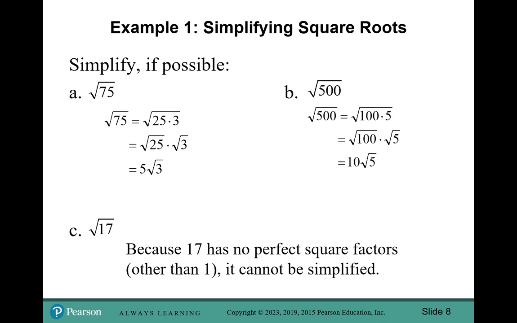17, the only factors of 17 are 1 and 17, neither of which are a perfect square that's going to help us. Now, 1 is a perfect square, but if we pull out a square root of 1, we're still left with a square root of 17, and we wind up with 1 times the square root of 17. It really doesn't get us anywhere. It doesn't buy us anything. So because 17 has no perfect square factors other than 1, it cannot be simplified.